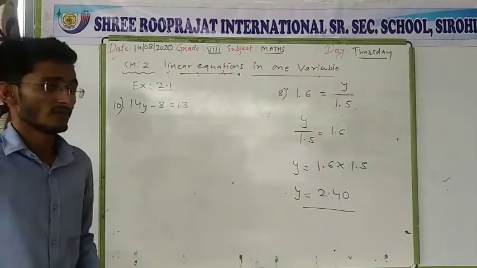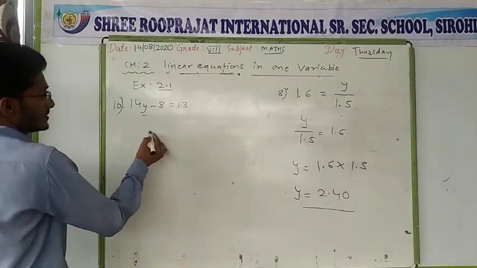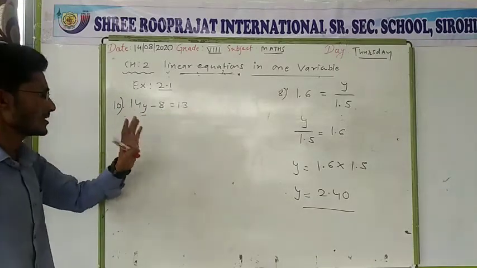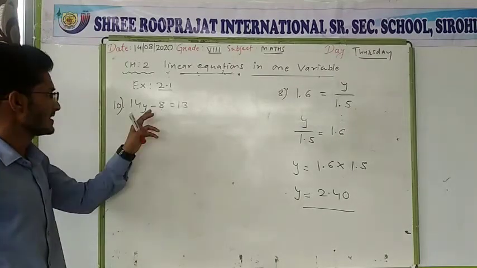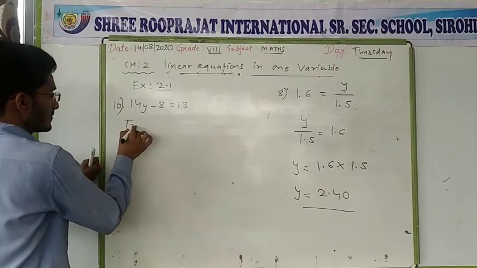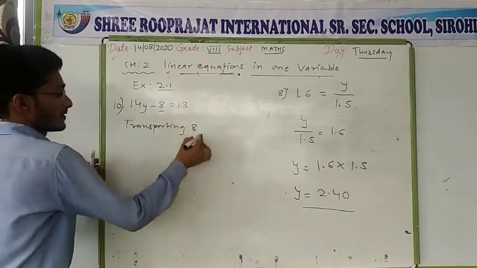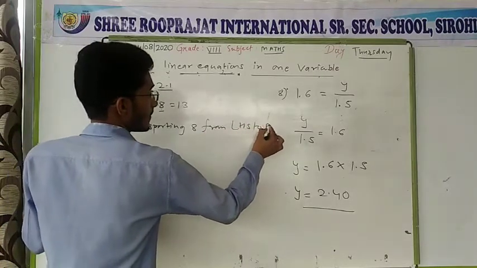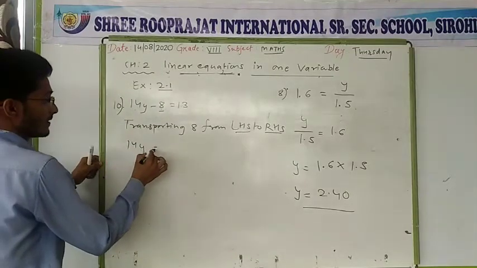So question number 10, 14y minus 8 equal to 30. We need the value of y. So you have to remove 8 and 14 from the left hand side to the right hand side, and automatically we get the value of y. So first of all, we have to transport the numbers which are in either addition or subtraction. So first of all we have to transport 8 from left hand side to right hand side. So 14y equal to 30.